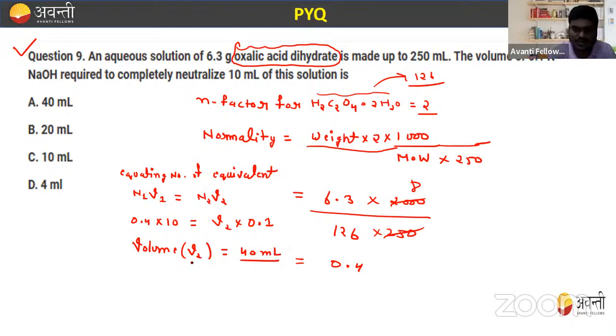So which one is the correct option for this question? That is option A. So option A is absolutely correct for this question, right? So I hope this is clear to you. Okay.